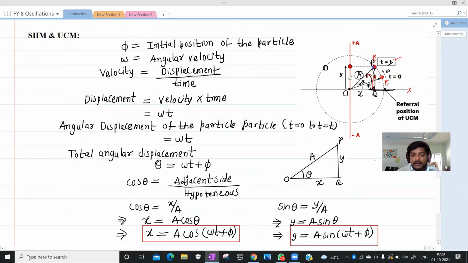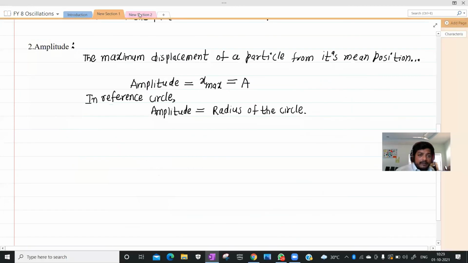I will explain this in detail using the sine waveform. This is the mean position reference point. This reference point O is called the center of the circle, which acts as the mean position. Okay.